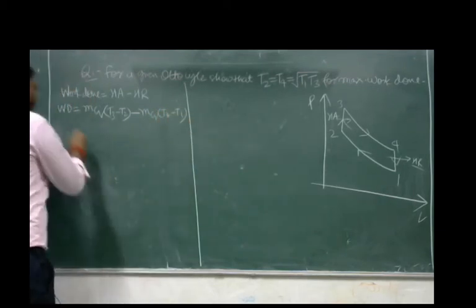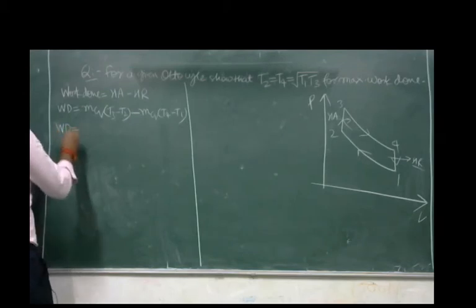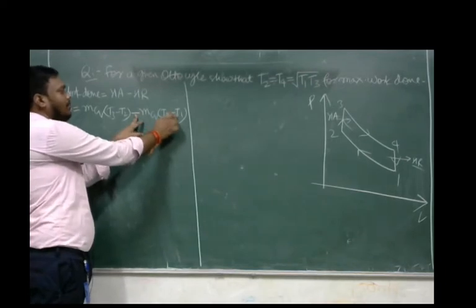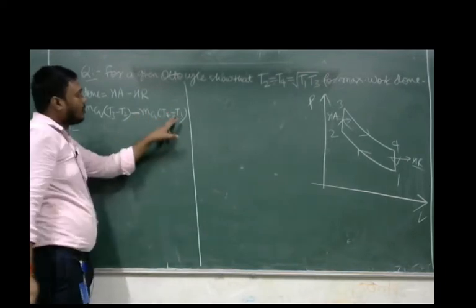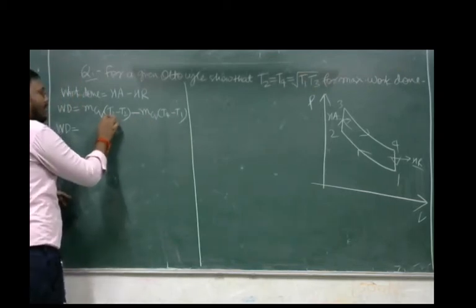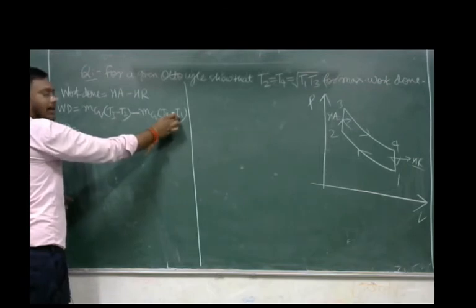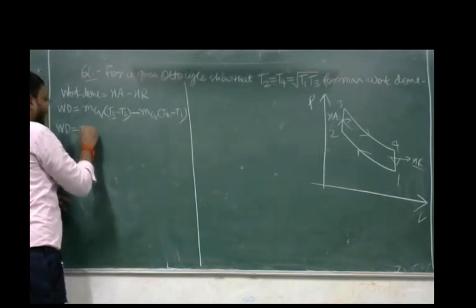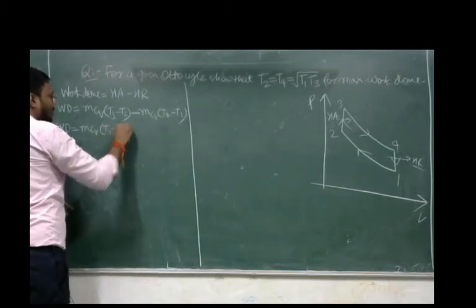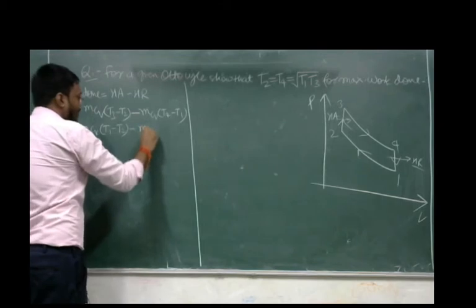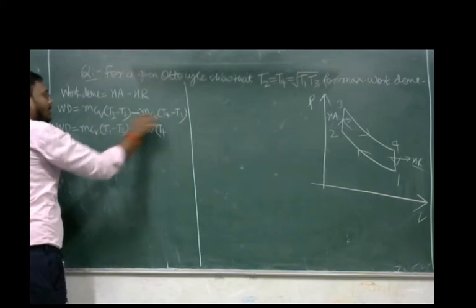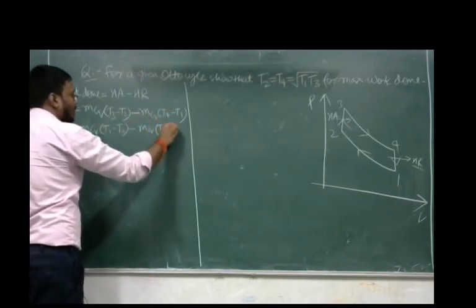Now work done equals this. Minus and minus T1 will become plus T1, so put this plus T1 in this bracket. In place of T3, put T1 here. I am transferring this T1 in place of T3. So we can say mCv (T1 minus T2) minus mCv, and now in place of T1 I am transferring the value of T3, so it will become (T4 minus T3).